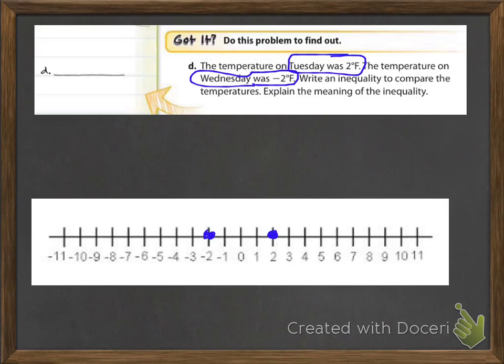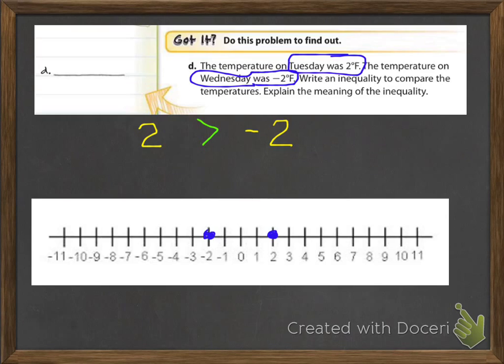So now we can write our inequality right away. And remember, I would like you to go ahead and write it in the order they gave it to you in, and then you would just move the sign. So they gave you Tuesday's temperature first, which is 2, and then they gave you Wednesday's next, which is -2. So it should look like that. And then you want to look on your number line. On your number line, you can see that +2 is graphed further to the right. So that means +2 is going to be greater than -2.